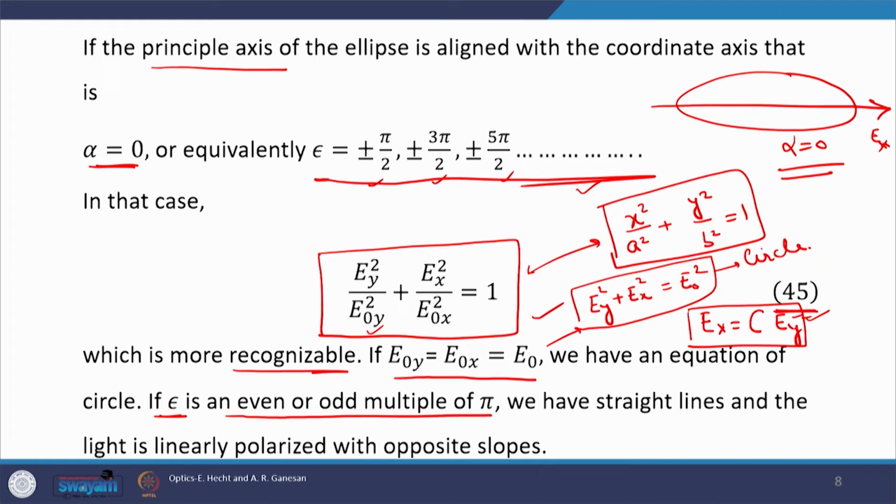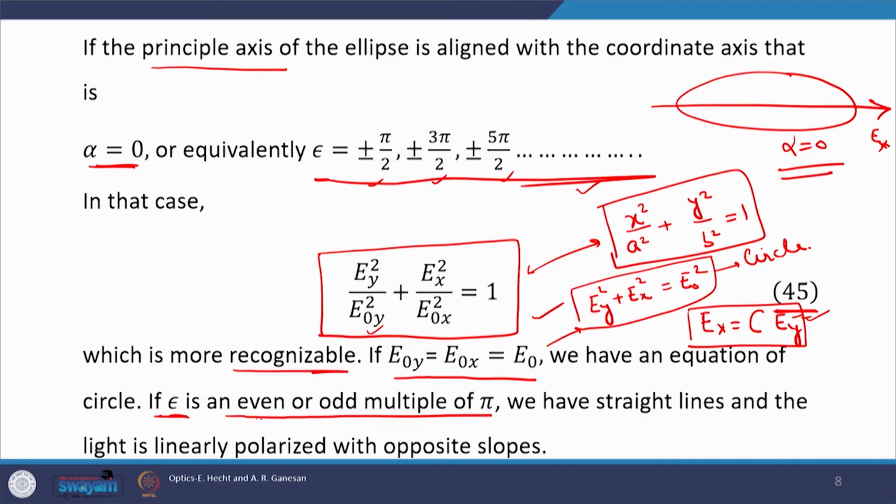Similarly, if epsilon is an odd multiple of pi, then instead of getting this positive constant, we will get a negative constant. The orientation of the line will change. The line will rotate by some angle decided by the relative amplitudes of E naught x and E naught y.